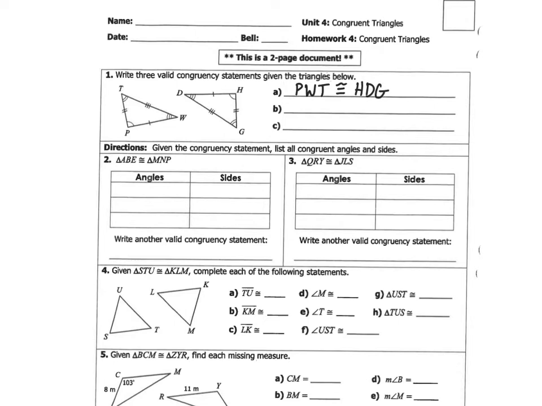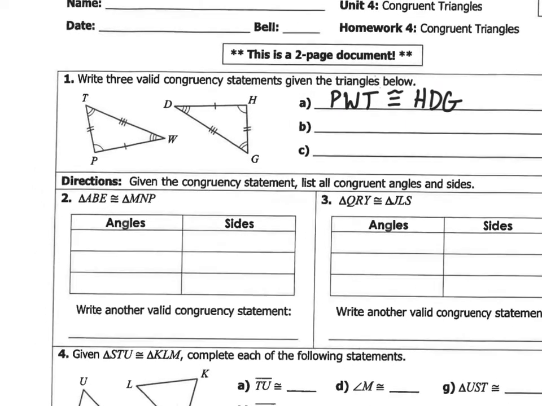Okay. What's another one? So start at another point. W. T. Okay. If we went the other way, it'd be what? Yep. GH.